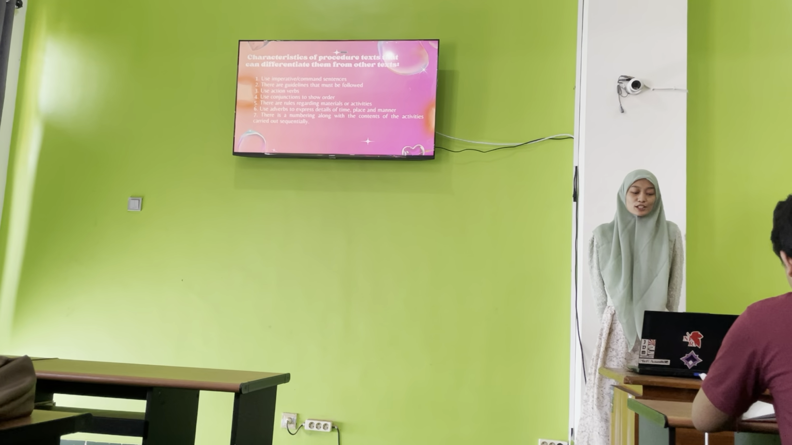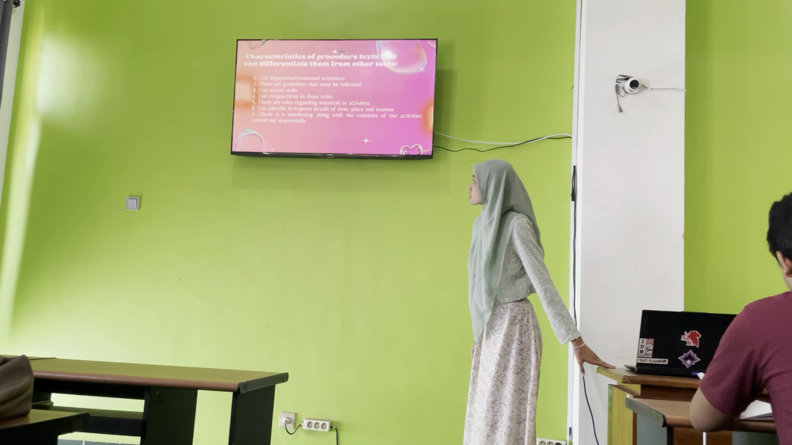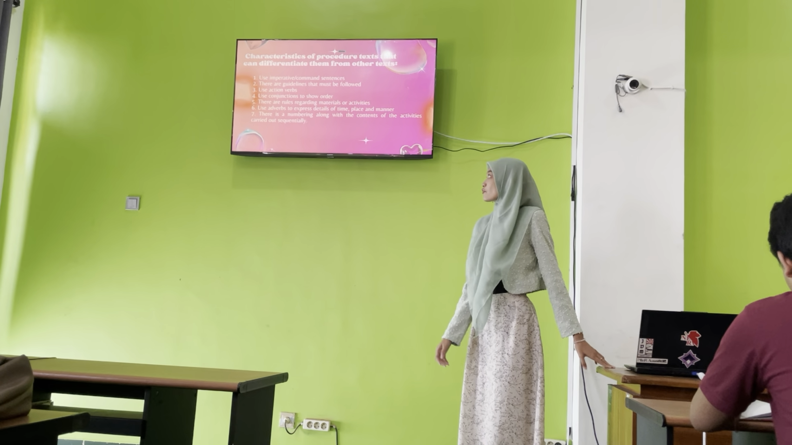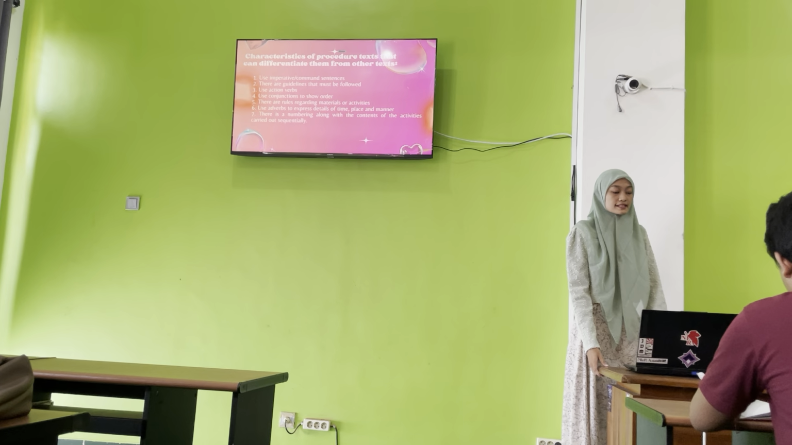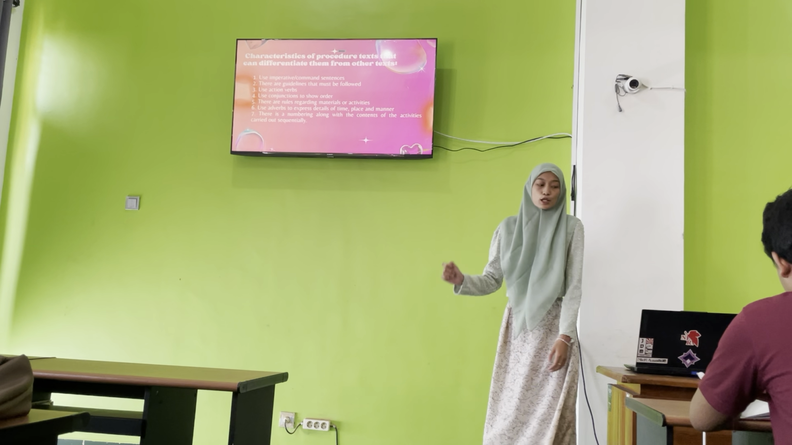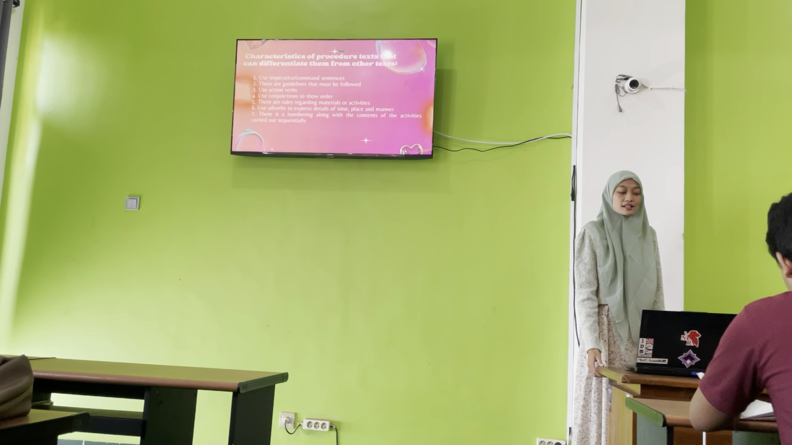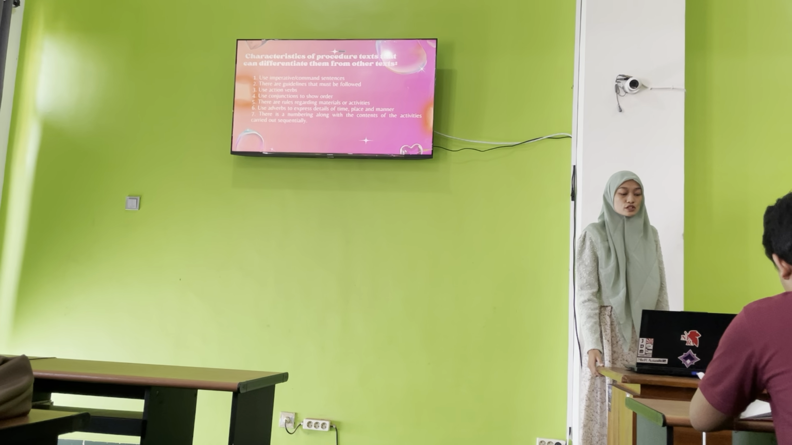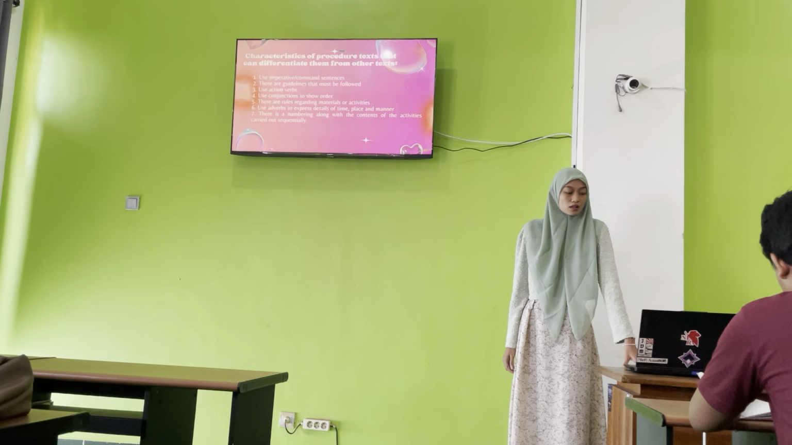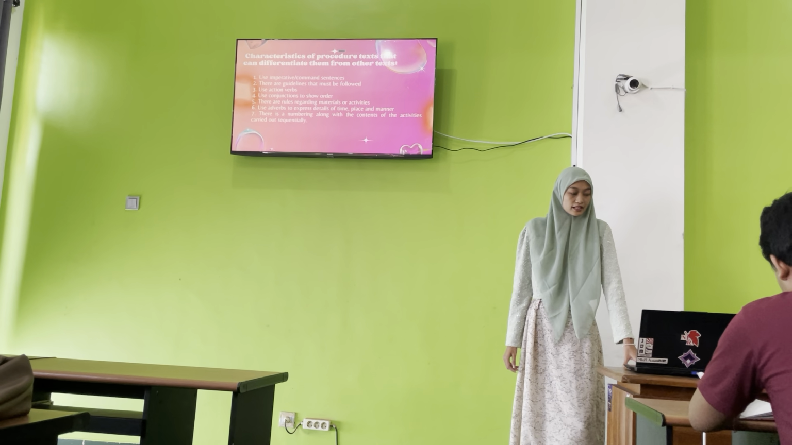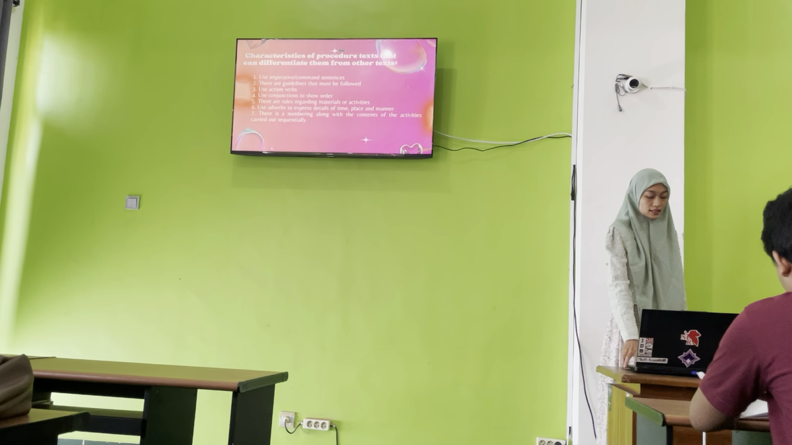So the next is use conjunctions to show order. Number 5 is there are rules regarding materials or activities. That is the importance of procedure text. Number 6 is use adverbs to express details of time, place, and manner. Number 7, there is numbering along with the contents of activities carried out sequentially.